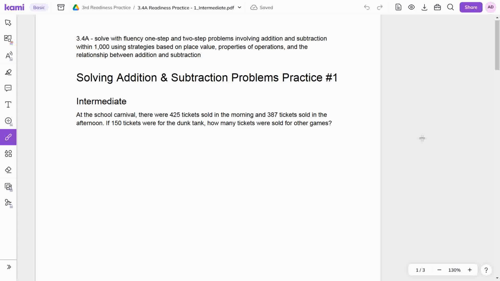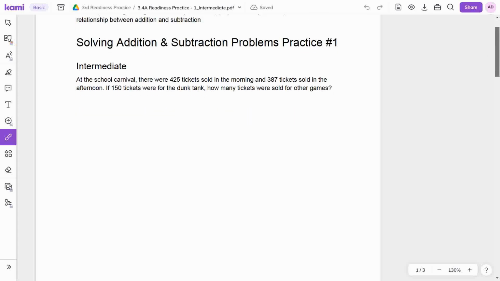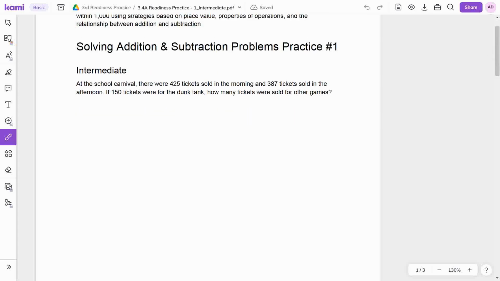So first we have a problem here with a school carnival. We've got 425 tickets sold in the morning, 387 tickets sold in the afternoon, and then 150 tickets for the dunk tank. How many tickets were sold for other games? Well, we've got a few things working here. Let's visually represent this, okay?